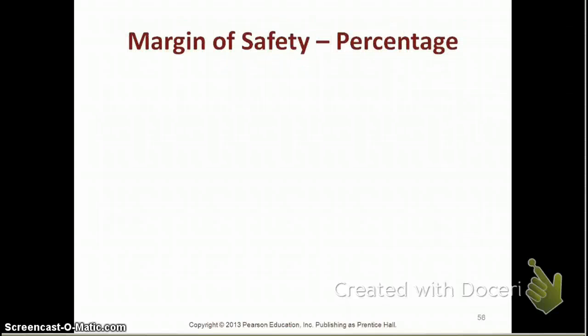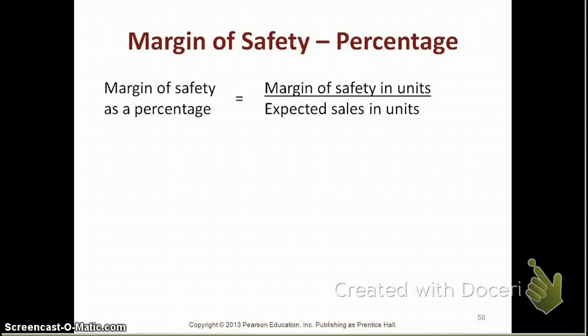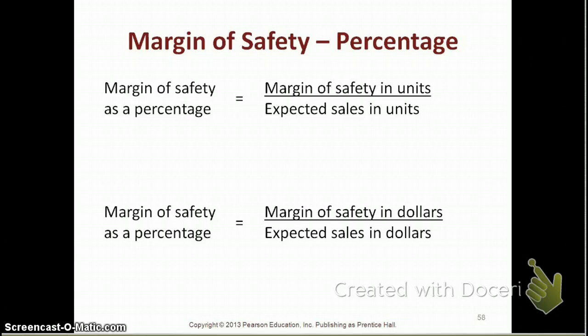Sometimes margin of safety is also expressed as a percentage. If your question says calculate margin of safety as a percentage, what you would do is use this formula: margin of safety as a percentage is margin of safety in units divided by expected sales in units. Or you can also say margin of safety in dollars divided by expected sales in dollars.